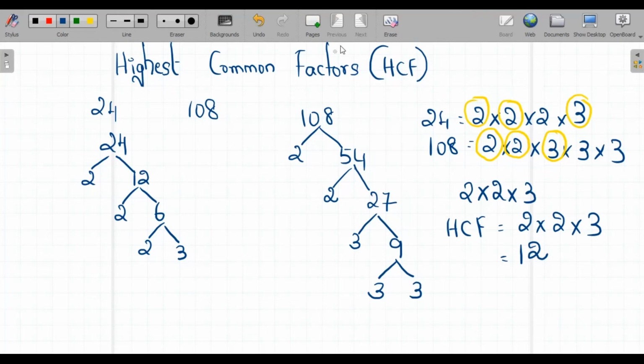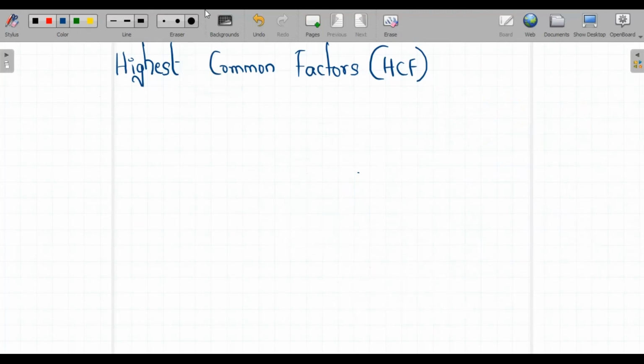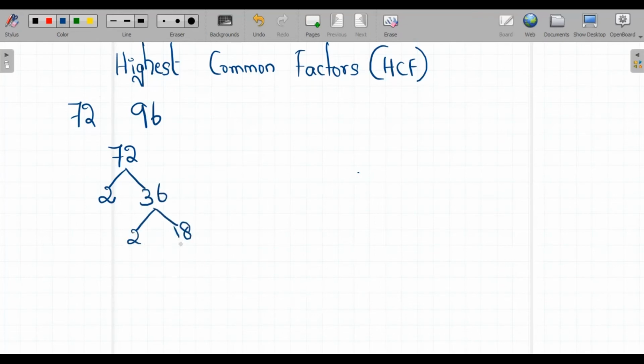Okay, now let us try to use this factor method for another two numbers, to see how this works. So let us take the numbers, say 72 and 96. Okay, so let's draw the factor tree for 72. It is 2, 36. 36 is 2 and then 18. Correct? 18 is 2 and then 9. 9 again becomes 3 and 3. Right? Now let us try the same thing for 96.